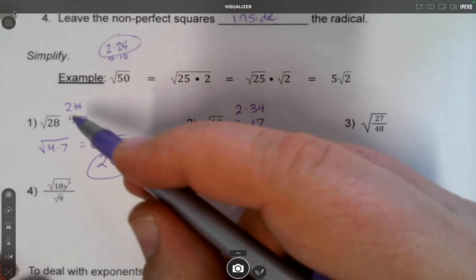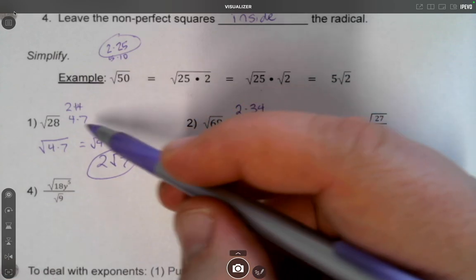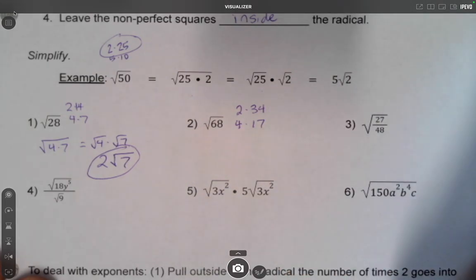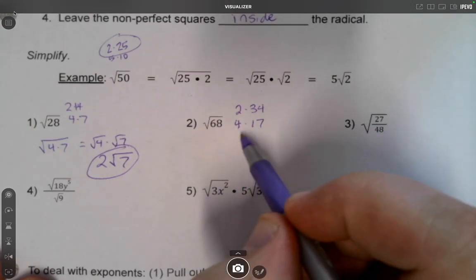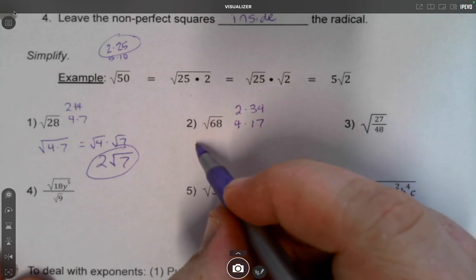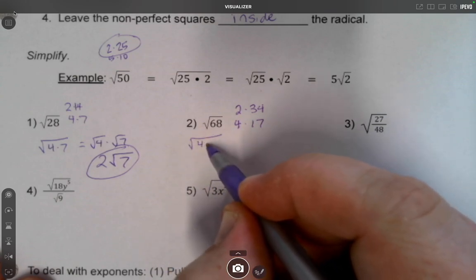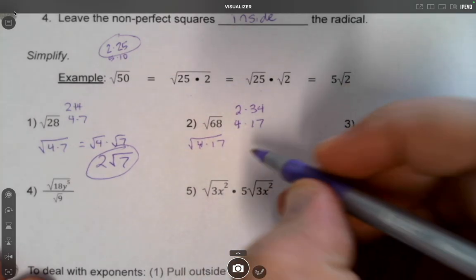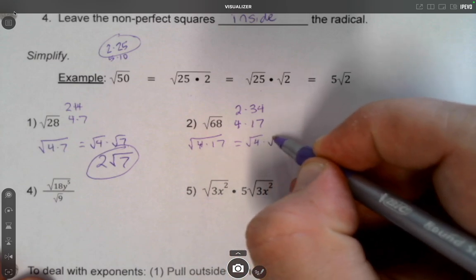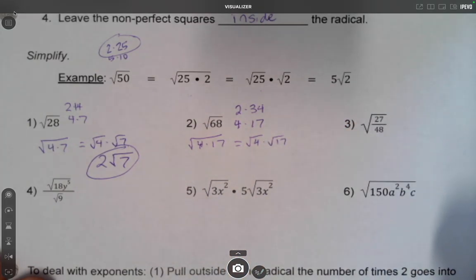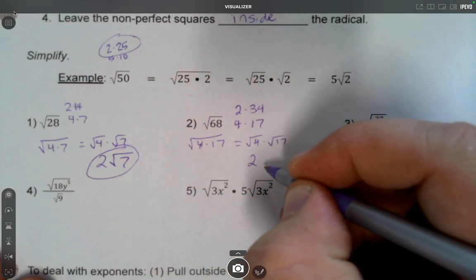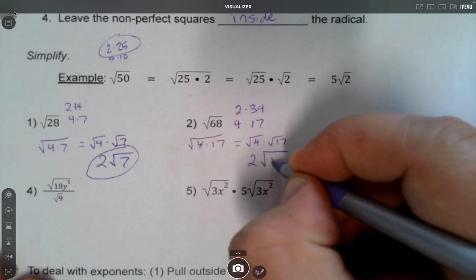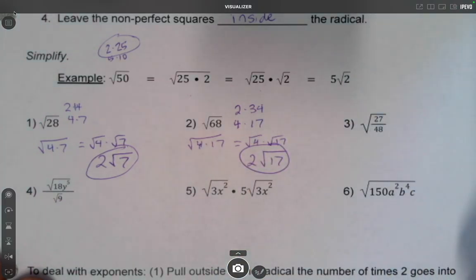I mean, I know 28 is small enough, you can figure that out pretty quickly. But with bigger numbers, it's okay to use your calculator to guess and check and see what works. So here we do have a perfect square. So I'll say the square root of 68 is the same as the square root of 4 times 17. And I'm allowed to split this up to be the square root of 4 times the square root of 17. The square root of 4 is 2, so I put it outside the radical. The square root of 17, we can't take the square root of, it's not a perfect square, so we leave it inside the radical.